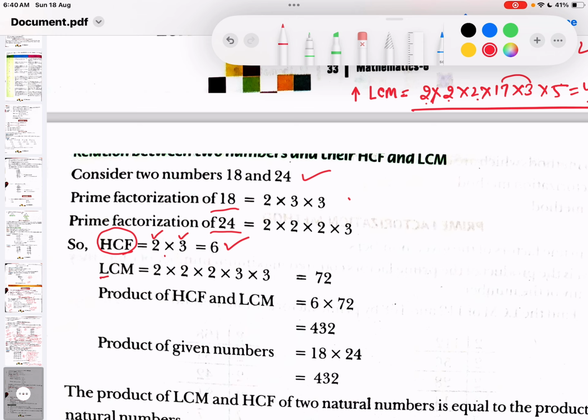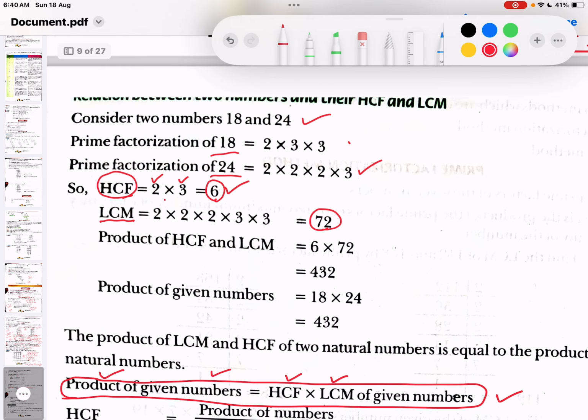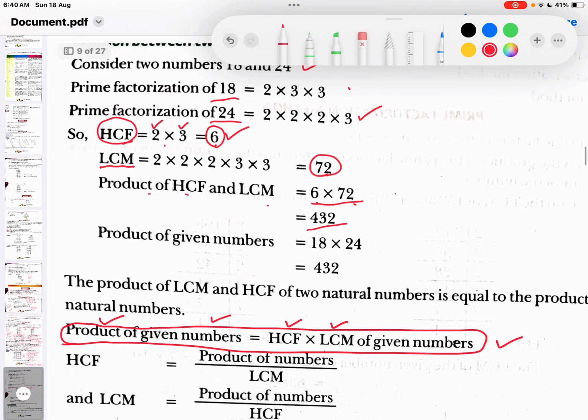To find the LCM, I have told you in this lecture, in such a way, by any method you will get the LCM. After getting the LCM, the value you will get, and you can see here the HCF and LCM. 6 into 72, product of HCF and LCM is 432, you will get. And the product of the given numbers 18 and 24, you will also get the same, as the multiplication of HCF and LCM.